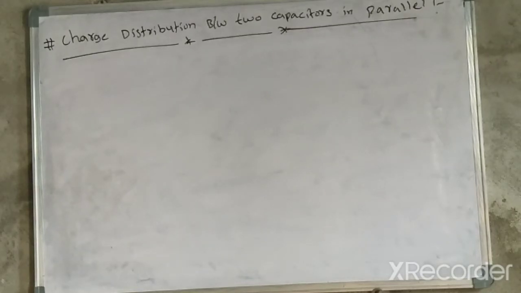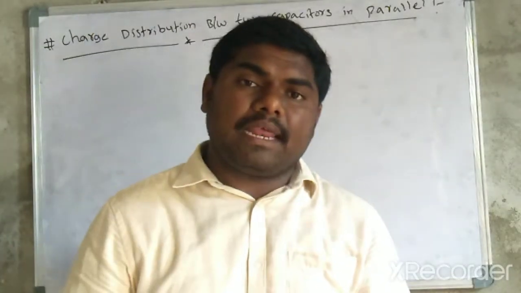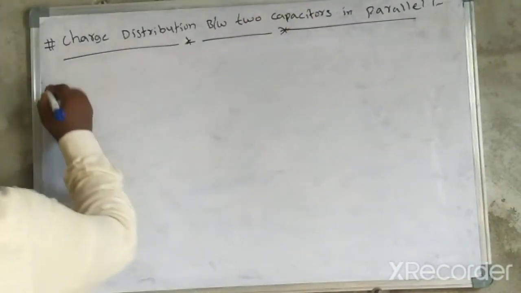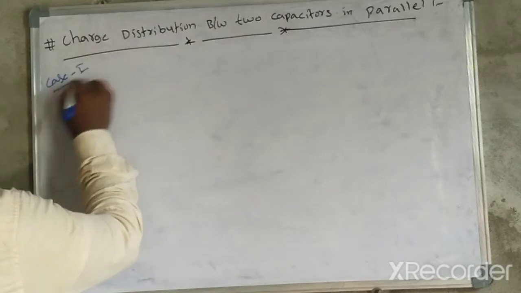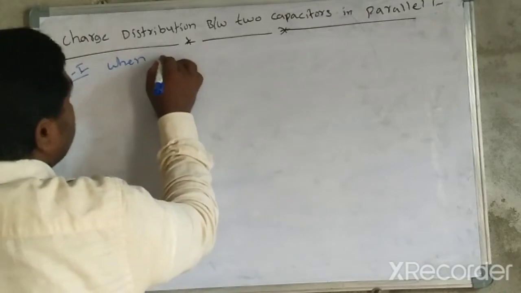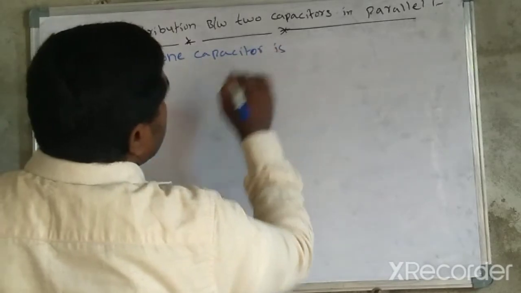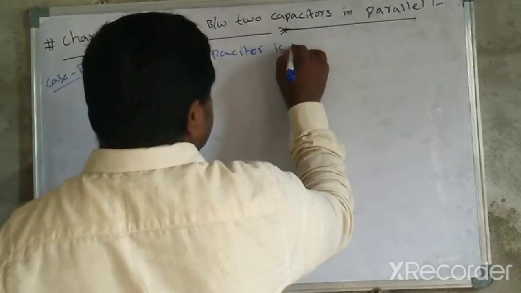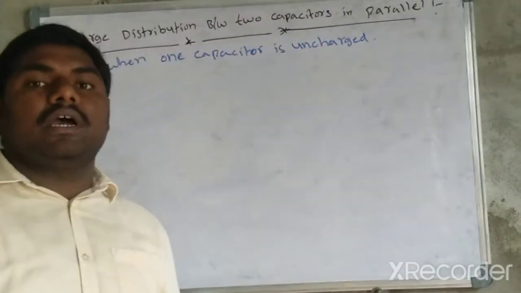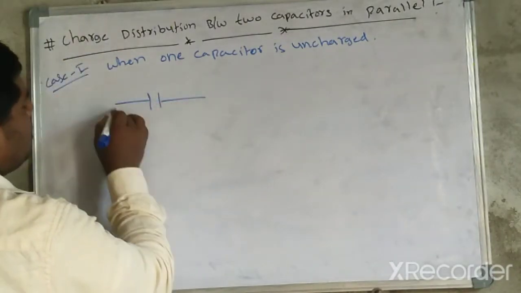Here is one more important concept: charge distribution between two capacitors in a parallel combination. Here three cases are possible. Very first case, case number one, is when one capacitor is uncharged.